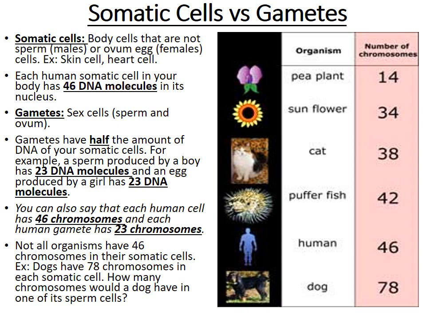So one type of cell in your body is called a somatic cell. Those are your body cells. Those are the cells that are not sex cells. They're not sperm, they're not egg. They're things like skin cells, heart cells, liver cells. And each somatic cell in your body, in humans, has 46 DNA molecules, and you could also say 46 chromosomes.